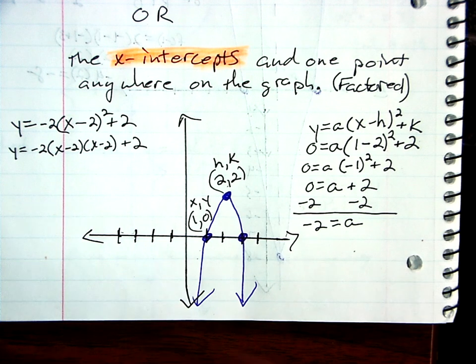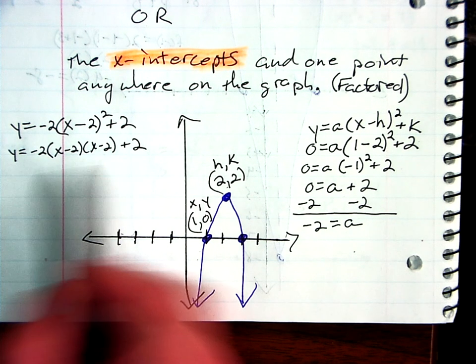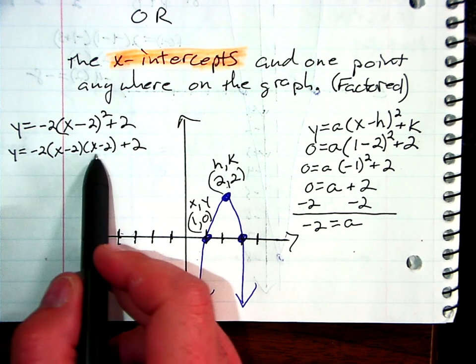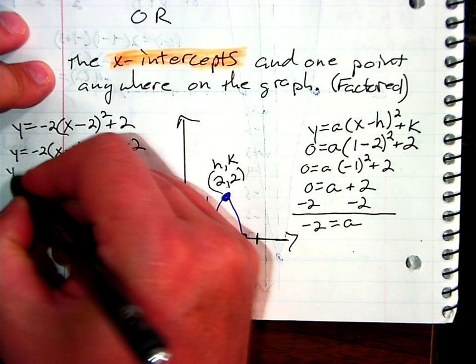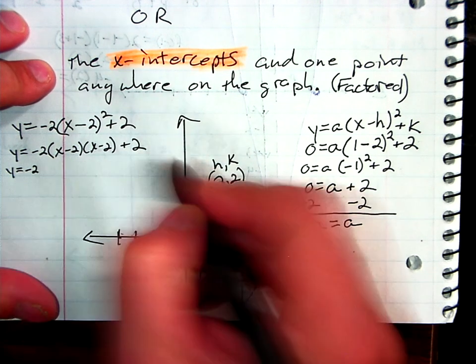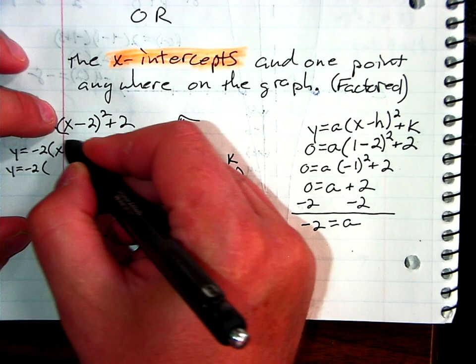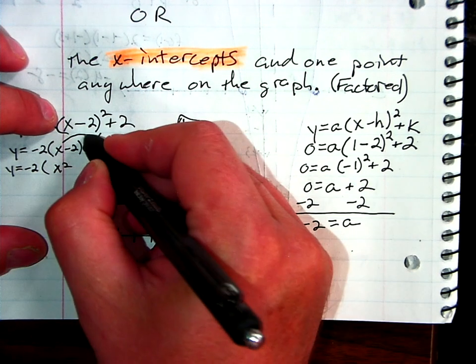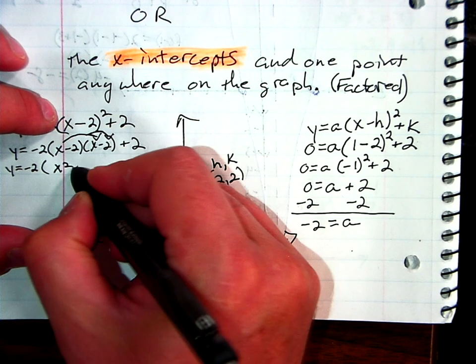All right, I can multiply these out. Does it matter what order I do it in? No, it doesn't. I personally would probably multiply these first together. So y equals negative 2 is just kind of chilling right there. What is x times x?